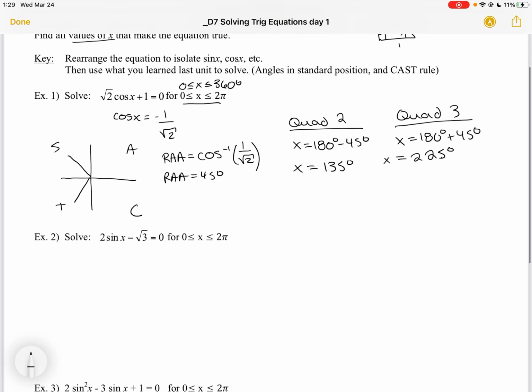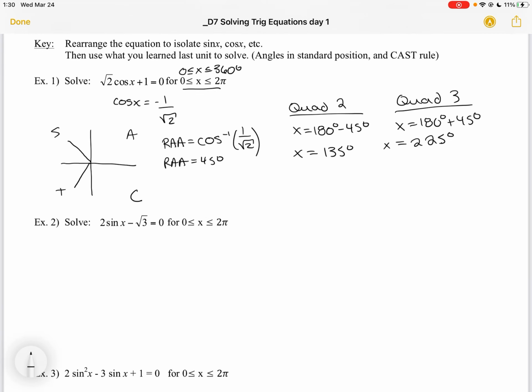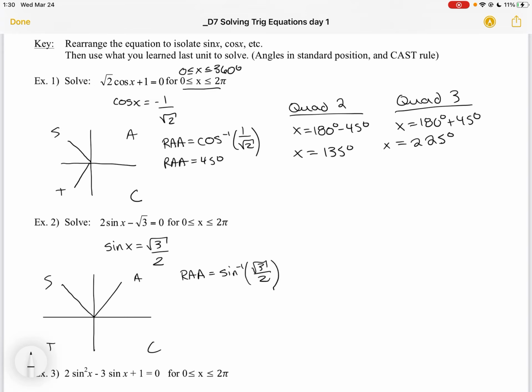Okay, let's do another example down here with sine. So I'm going to rearrange for sine x. I get root 3 over 2. I'm going to draw on my quadrants. I know that sine is positive in the first quadrant and in the second quadrant. So the next thing I'm going to do is find my related acute angle. My related acute angle is found by doing the sine inverse of root 3 over 2.